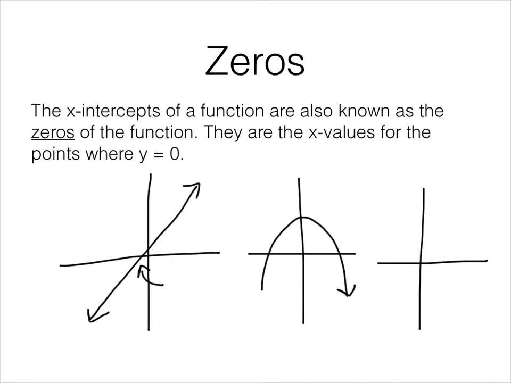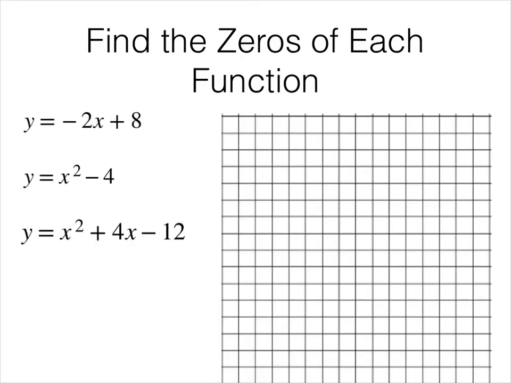A parabola has 2 zeros. We could do an absolute value graph, which can have 2 zeros. There and right there. Okay, so the zeros are the x-intercepts. It's where whatever the function is crosses the x-axis. Let's go ahead and find the zeros of each of these functions.